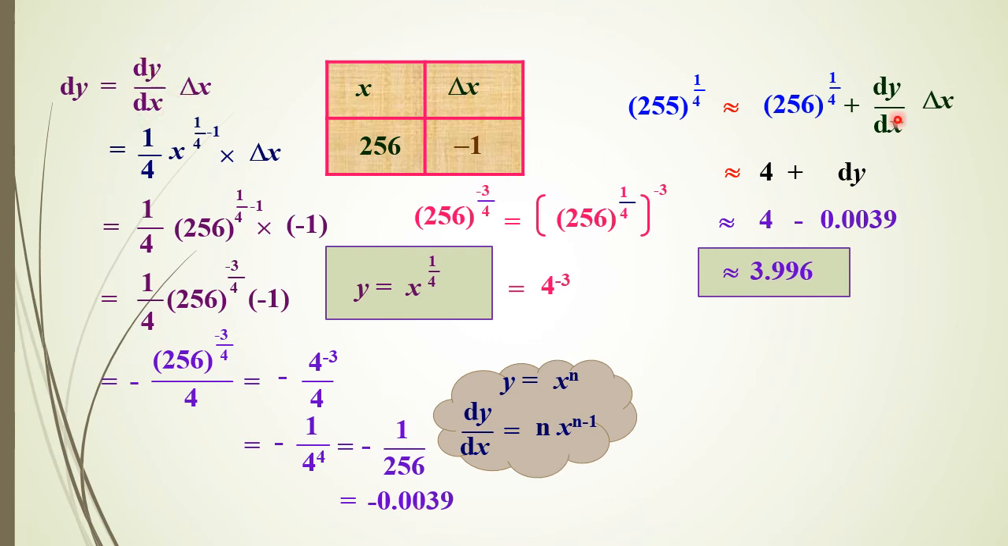Next, we already determined some values in the original term. Come back to the original term. This is our original term, 256 whole raised to 1 by 4, that is 4 to the power 4 and whole raised to 1 by 4. After cancelling, just 4 will be the value. We know it very well. It is minus 0.0039 right here, and 4 minus this 0.0039 will be 3.996. This is the approximate value of 255 whole raised to 1 divided by 4.